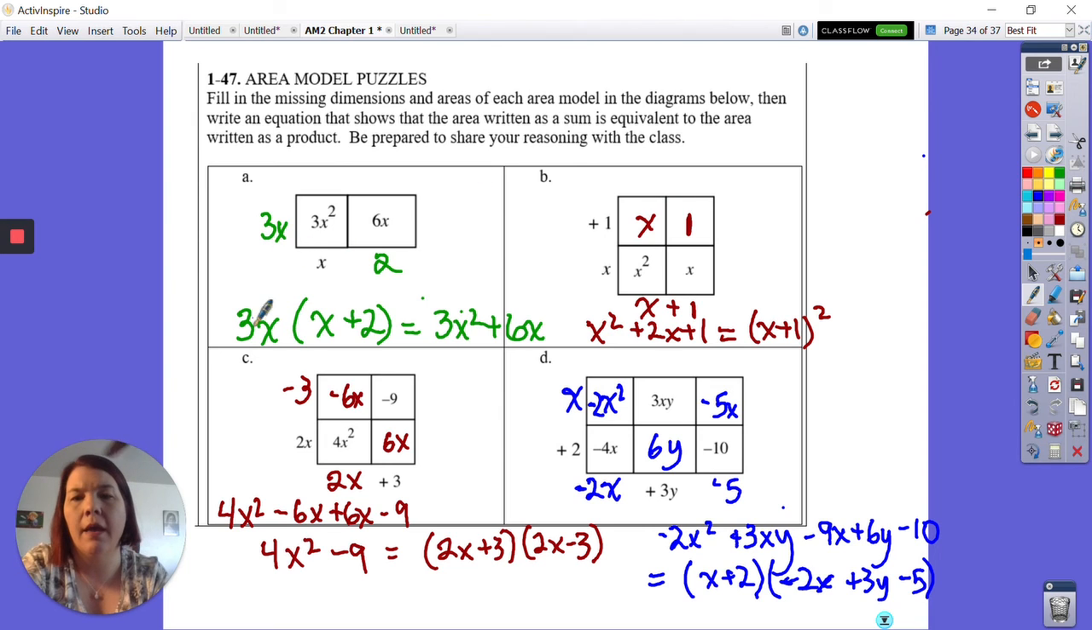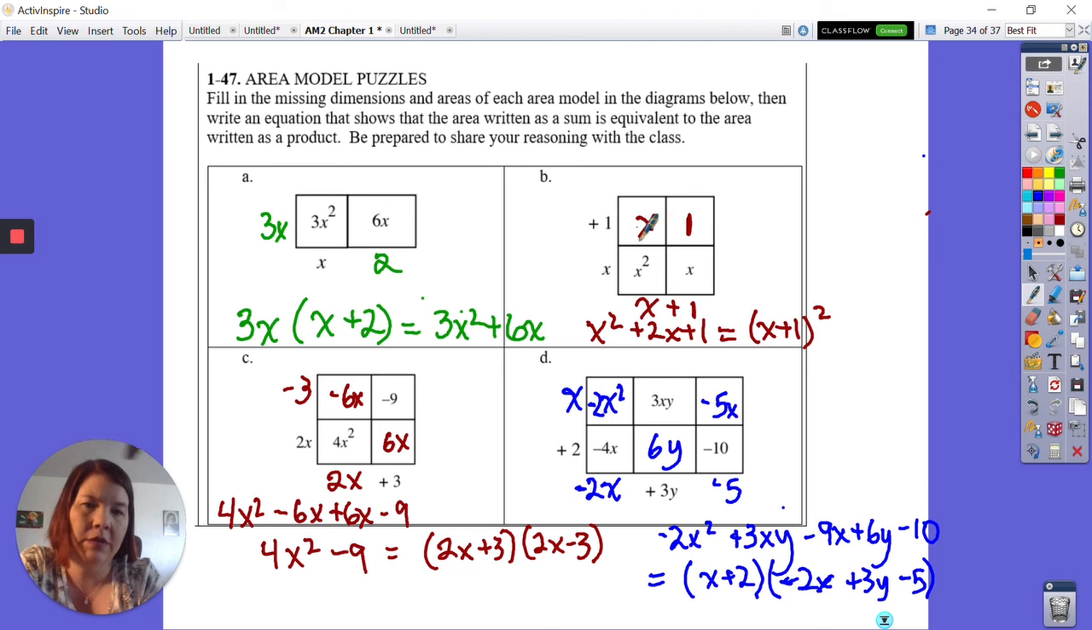And so my missing thing was 3x here, because that's what I needed to multiply x by to get 3x squared. So you're kind of working backwards. I should have done one of these with you before I paused, but we're kind of working backwards. So that's 3x, and then this is 2. And then you got 3x times (x plus 2). I did this one the other way with the product first, so 3x squared plus 6x.